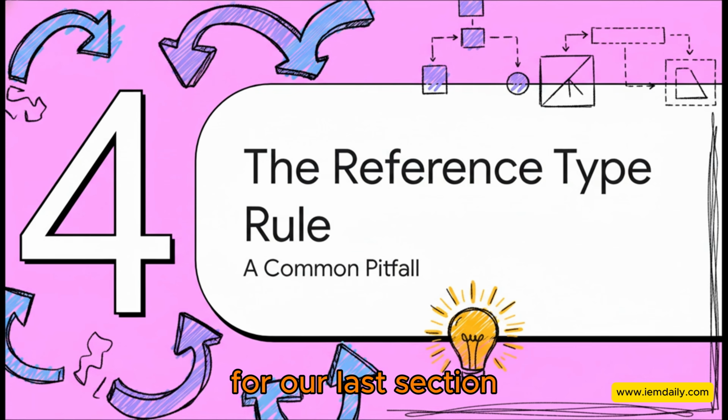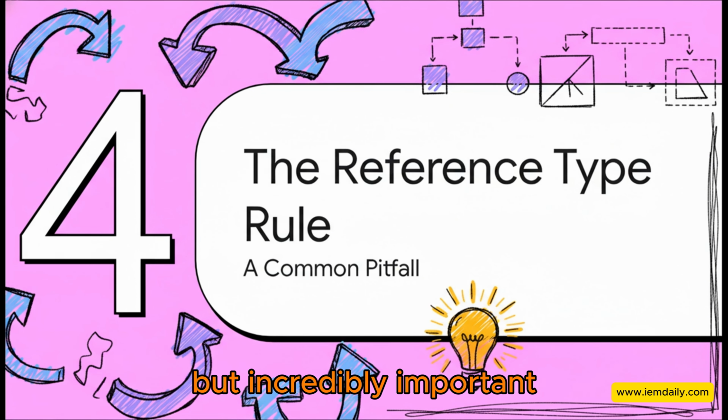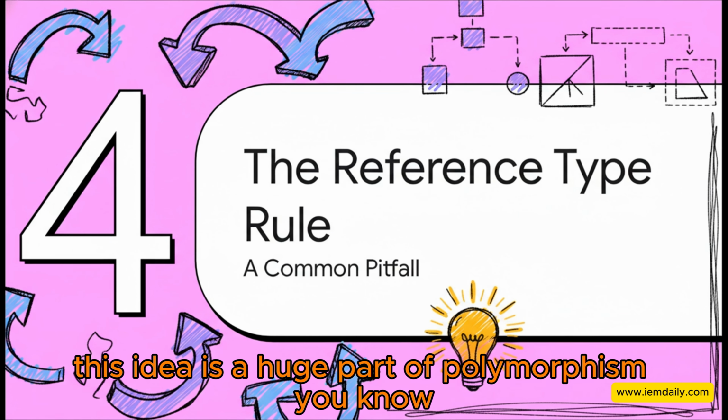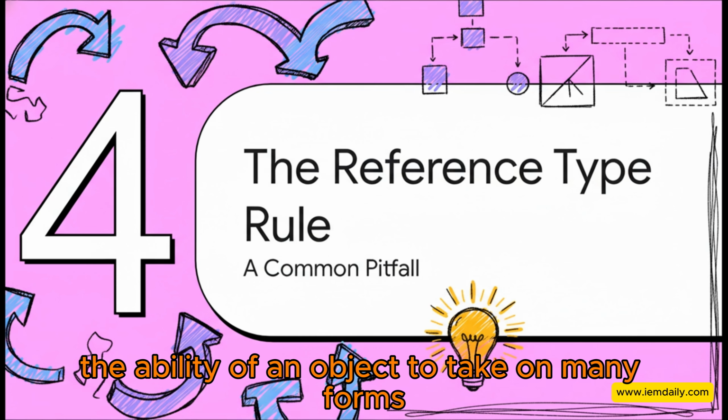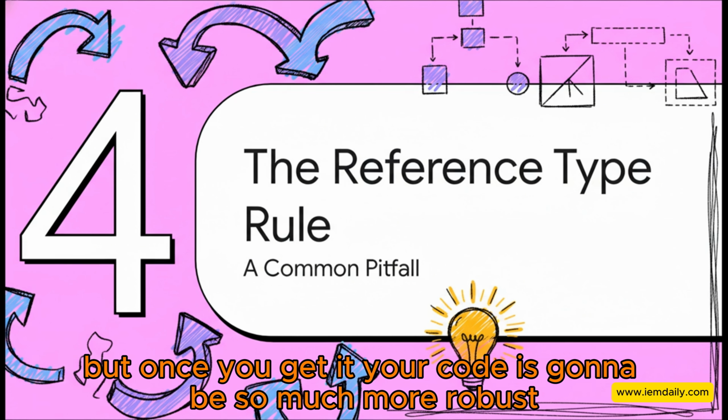All right, for our last section, we're going to cover something that's a little subtle but incredibly important. This idea is a huge part of polymorphism, the ability of an object to take on many forms, and it's a rule that trips up developers all the time. But once you get it, your code is going to be so much more robust.